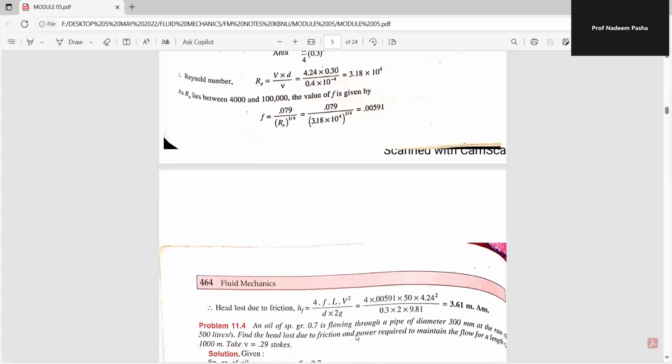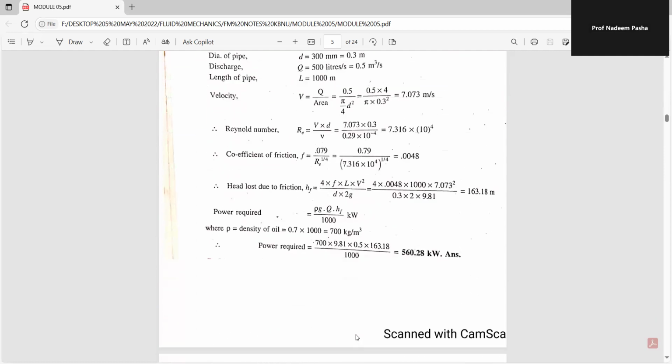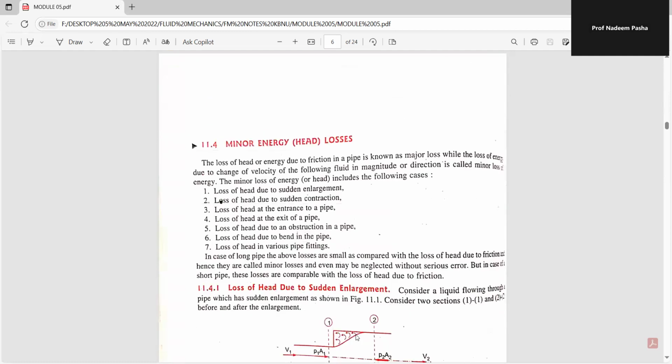So it comes out to be 0.0591. Now the head loss due to friction, how will you calculate it? hf equal to 4 f L V square divided by D into 2g. 4f is 0.0591, into L is 50, into V square is 4.24 square, divided by D is 0.3, into 2 into 9.8. So it comes out to be 3.61 meter. So this is also a similar kind of problem. We will avoid this. Now we will go to minor energy losses or head losses.